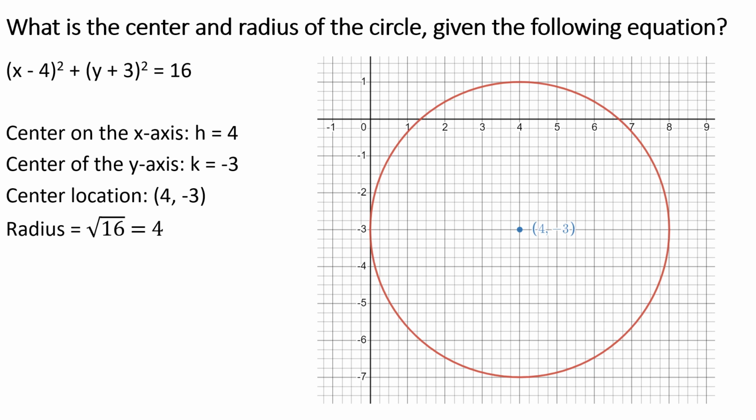Here's another one. (4, negative 3) is the center point. So that would be (x minus 4) squared plus (y minus negative 3) squared, or y plus 3. Then I look at this, 16 is r squared, and the square root of 16 is 4. If we look at this, 1, 2, 3, 4. That is the radius.